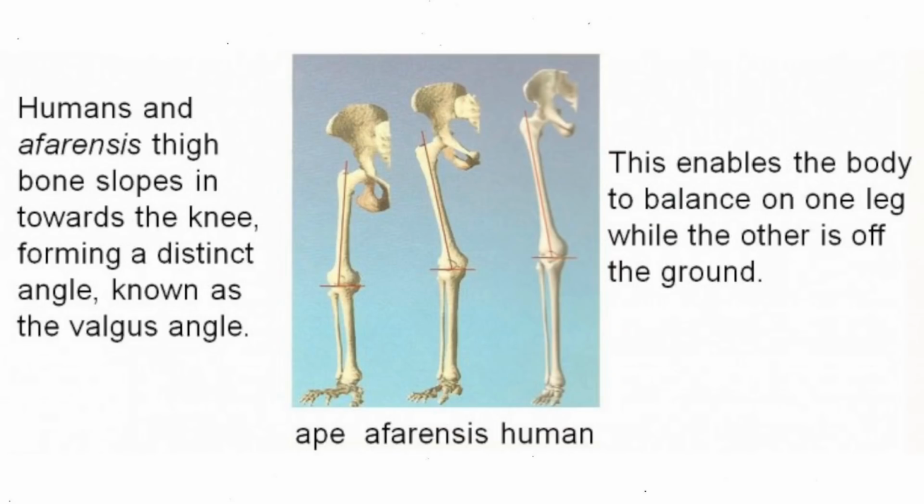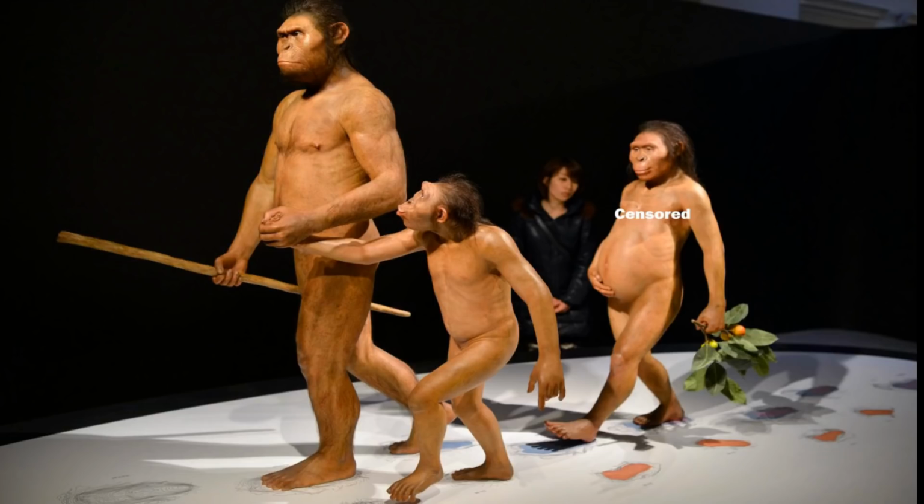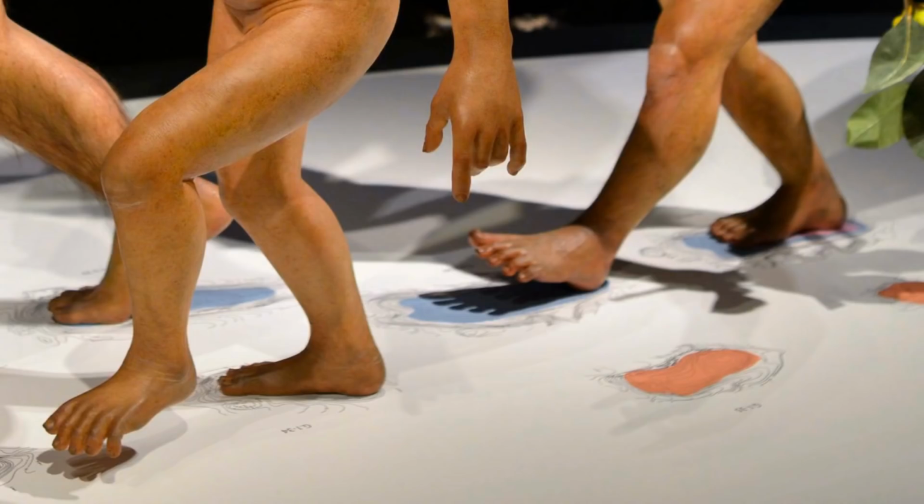And also the valgus knee indicated that she walked upright, which is significant since it tells us that bipedalism evolved before intelligence. And they didn't even find any hands or feet with Lucy.